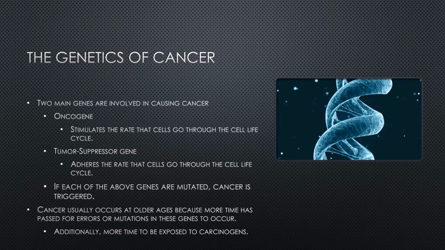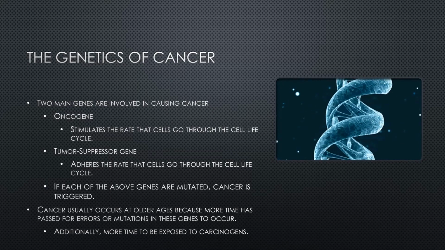There is the oncogene, which stimulates the rate that cells go through the cell life cycle. So the oncogene makes the cell life cycle go through it faster, while the tumor suppressor gene slows down the rate that cells go through the cell life cycle. If each of the above genes are mutated, cancer is created.